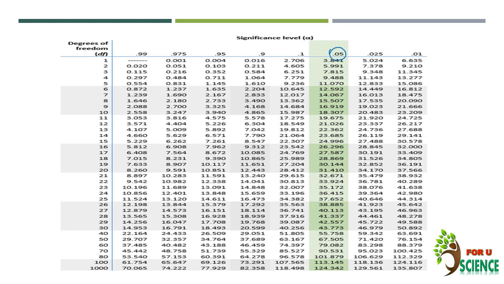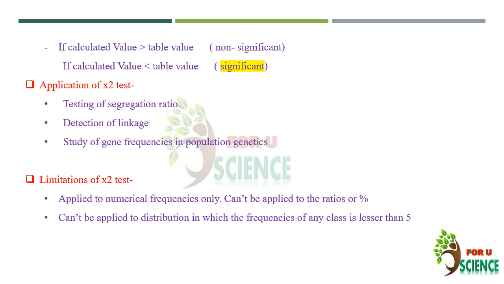In the case of a monohybrid cross, the degree of freedom is 1, and we will see here that the value is 3.841. This is the table value. Then, using the formula chi-square equals the summation of O minus E, the whole square, divided by E, we can calculate the chi-square value, and we can also find the tabular value from the table.